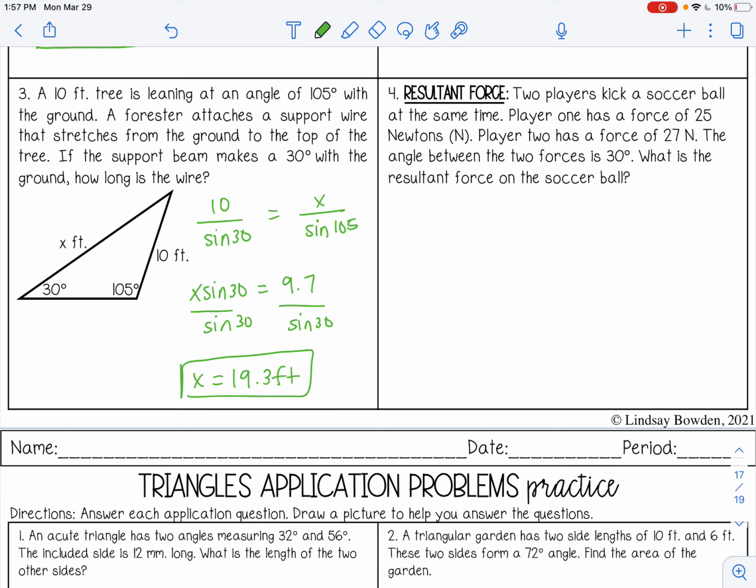So what you're going to do here is make a parallelogram. So here's my first force, 25. And then my second is 27. There's a 30-degree angle between the two. And I'm just going to connect these and make a parallelogram. So this would also be 27, and this would be 25. The resultant force is going to be this diagonal here.